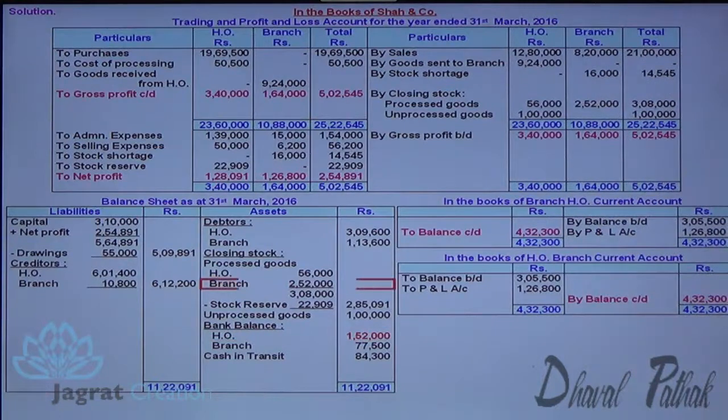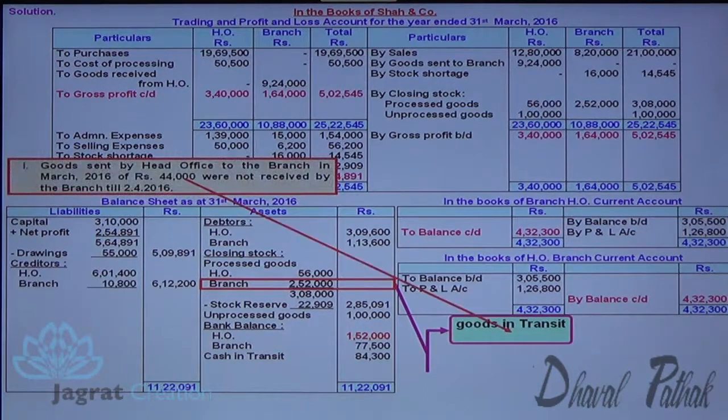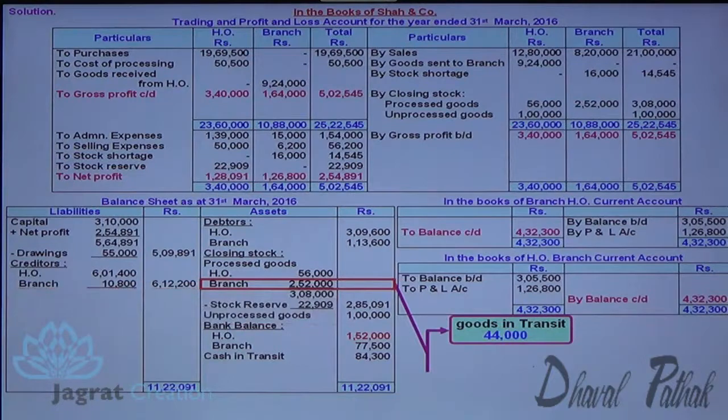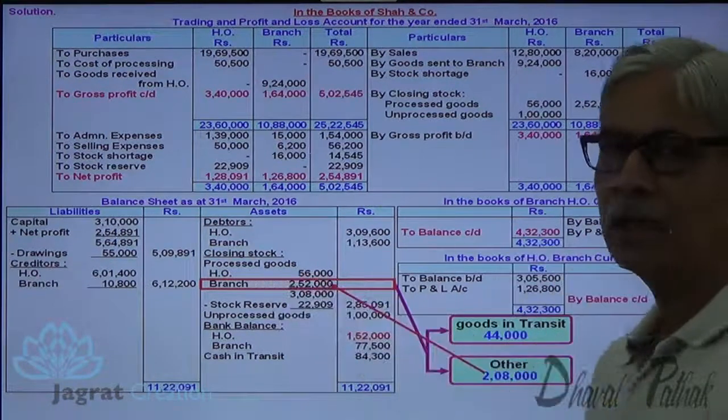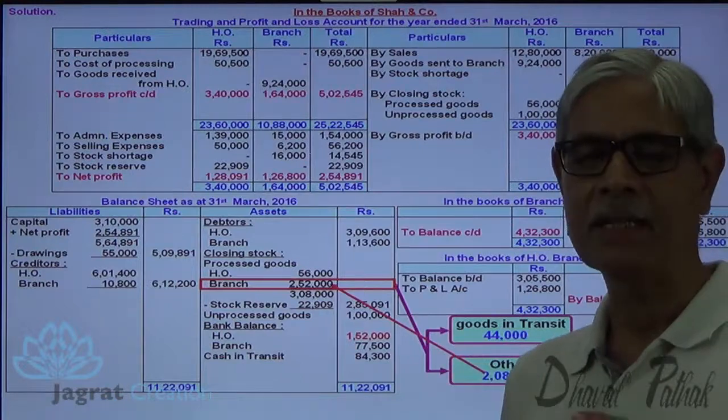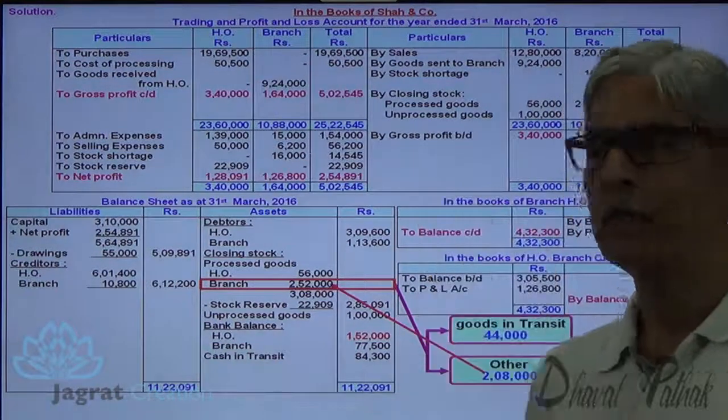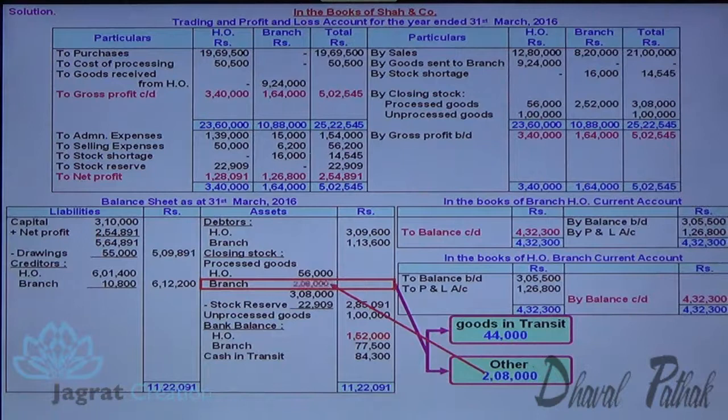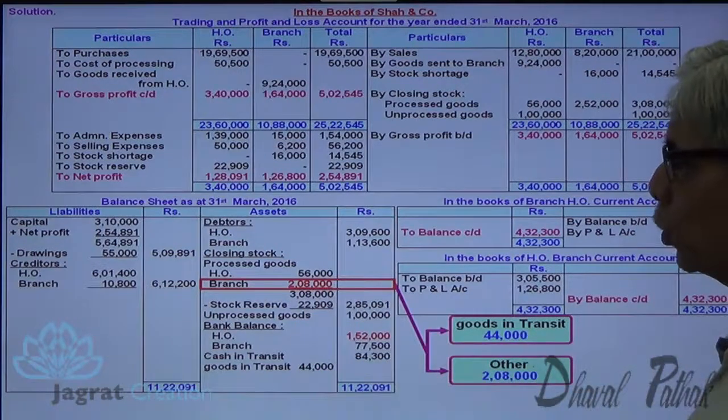Similarly, this 2,52,000 includes two elements. Goods in transit, that is 44,000. Other goods, 2,08,000. Now these other goods are recorded here and I will report goods in transit separately on the face of balance sheet. So here I change it to 2,08,000. This is the goods in transit. As this value is changed, so this total also will change.